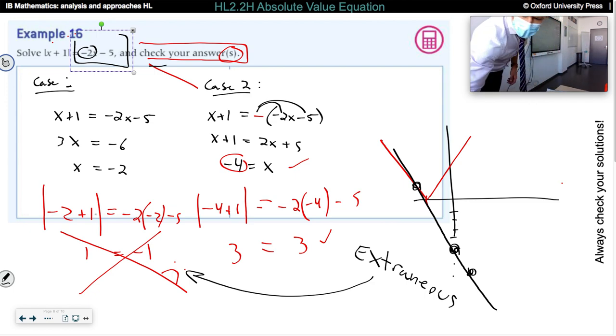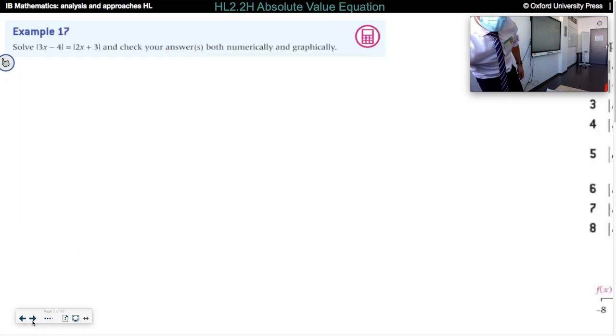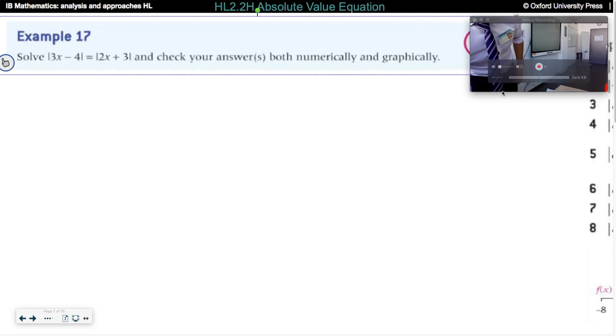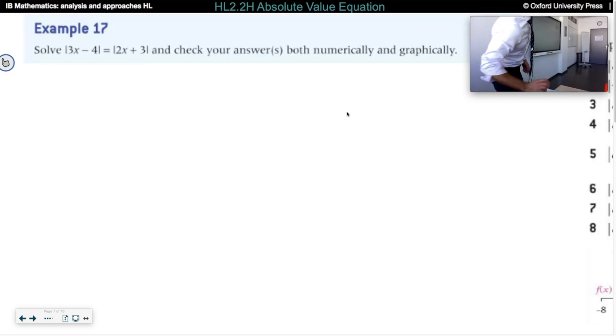Do we have a graph? Don't have a graph, that's okay. You up for one more? Last one. All right. It's everything you know and love about absolute values, but now you got 2 of them. Think about how to deal with that, mess with that a little bit.